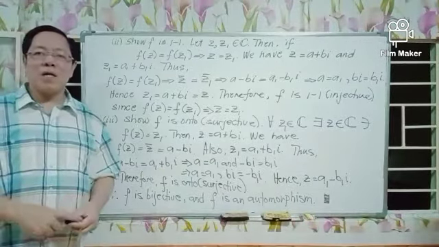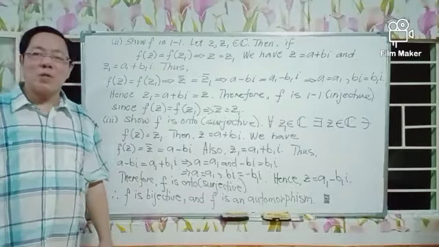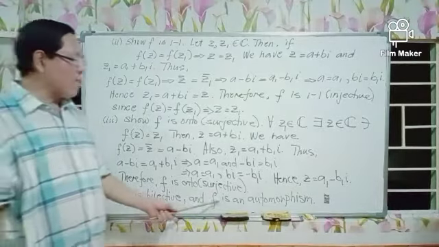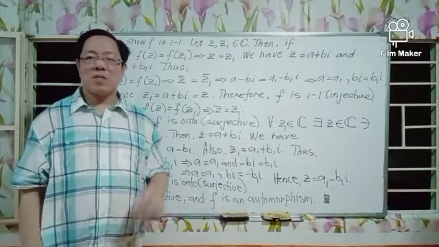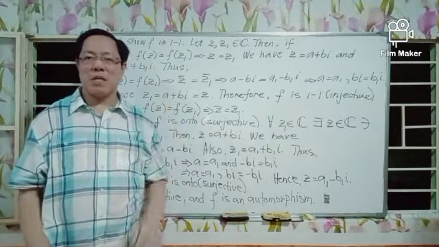And combining all the three results from parts 1 to 3, we conclude that f is an automorphism. An automorphism is an isomorphism from a group to itself.